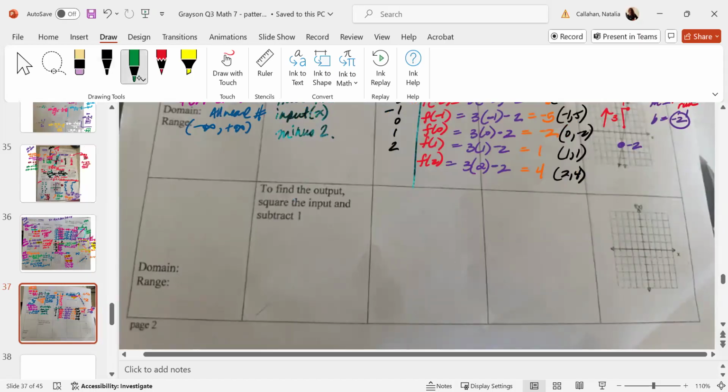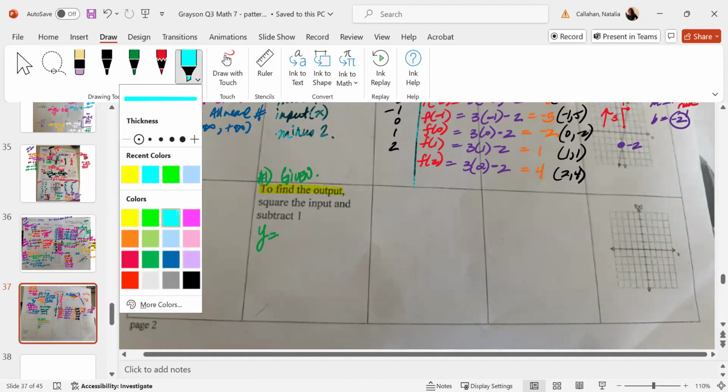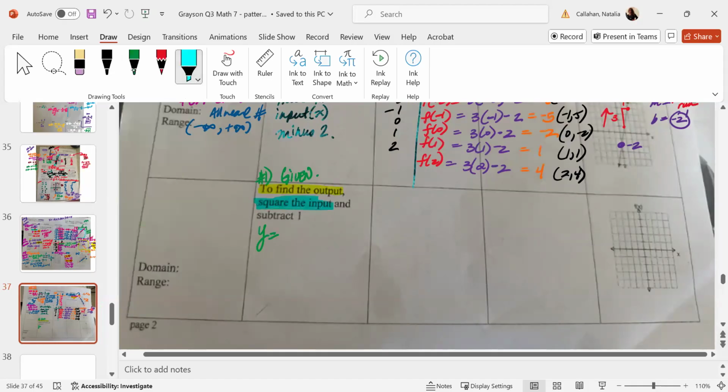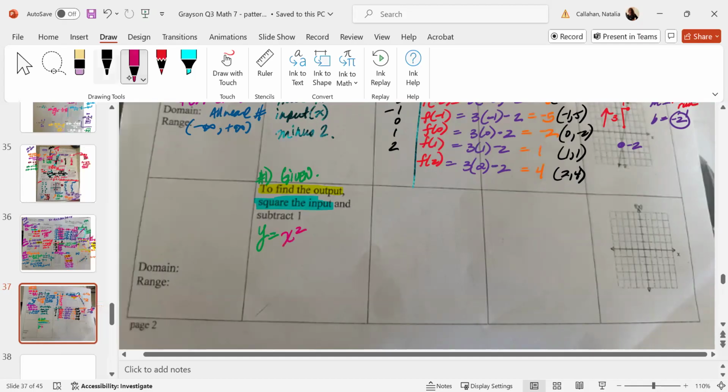What's given? This is given. Read it. To find the output, where the input is. To find the output means y equals, correct? What's the second clue? The radian difference. So what do I do with that? There you go.